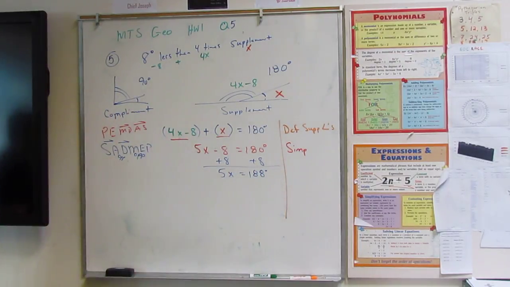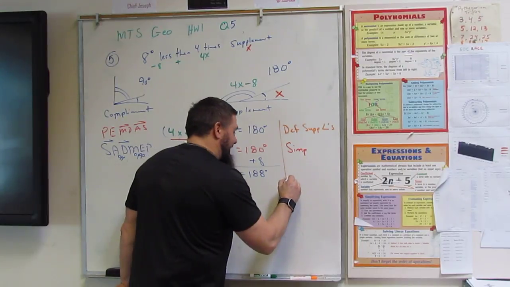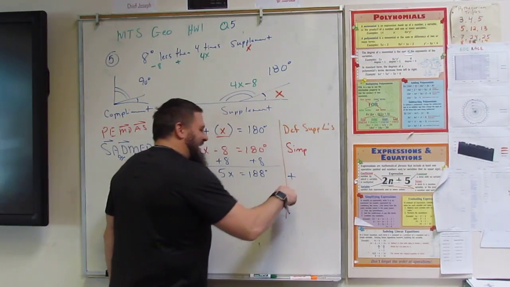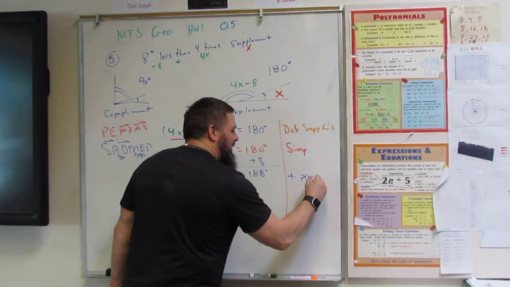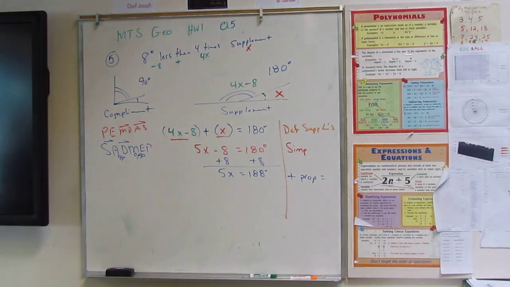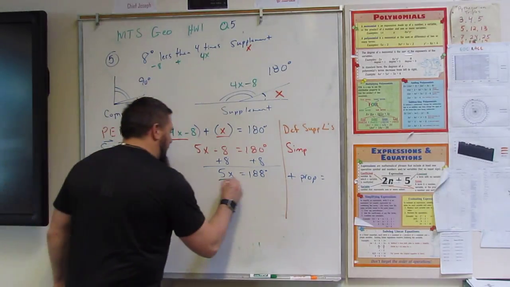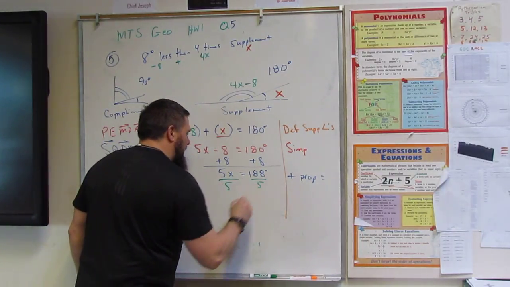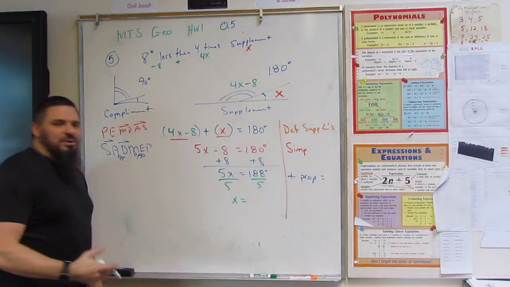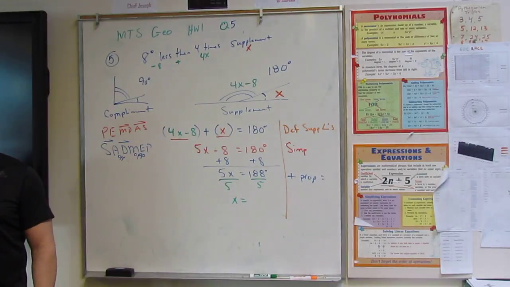Property of addition or something. Yeah, see? There's some stuff like that. Addition property of equality. Yeah. Something like that. And then what do we do? Divide by 5. Divide by 5. And then what? Is it wrong because it's 188 and 5 doesn't go into 188 nicely?